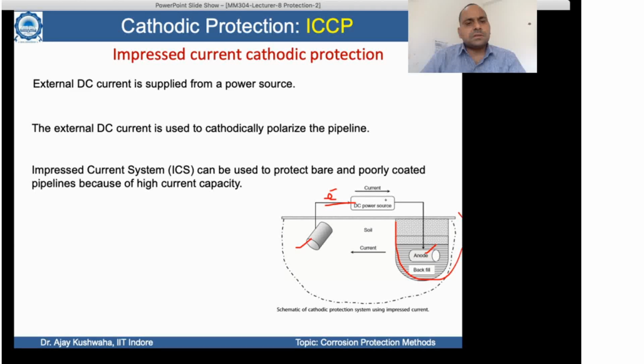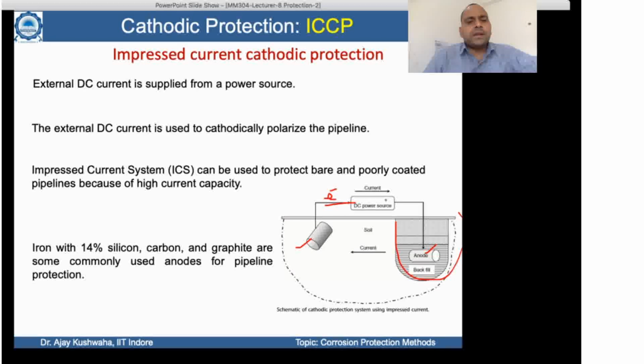An impressed current system can be used to protect bare or poorly coated pipeline because of its high current capacity. Here we have a good chance to supply high power voltage. Because in the case of a sacrificial anode, we cannot go more than 1 or 2, 1.5 electron volt difference. Here we can apply 20 volt, also 30 volt. But the current needs to be monitored, though high voltage or high current can be applied. Iron with 15% silicon, carbon, and graphite are some commonly used anodes for pipeline protection.